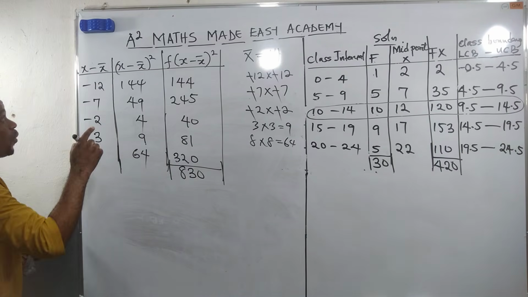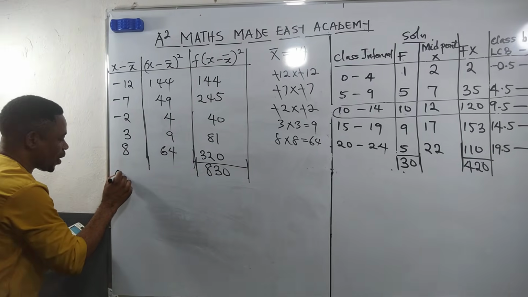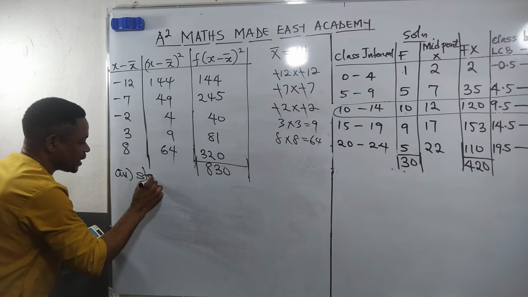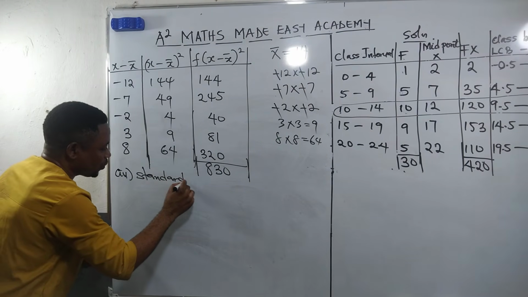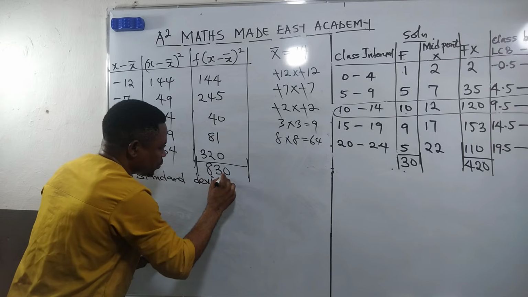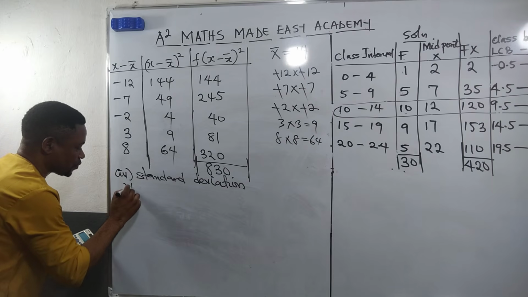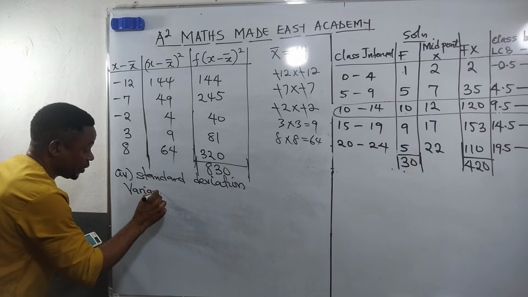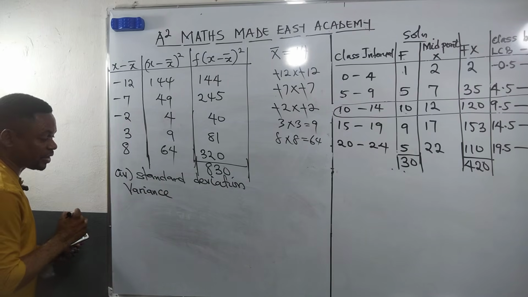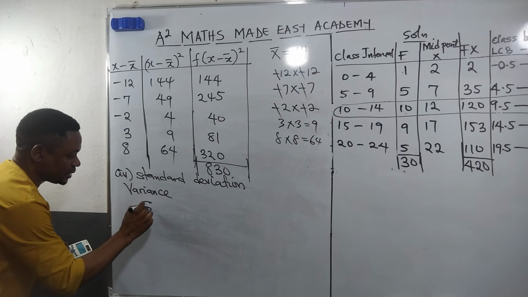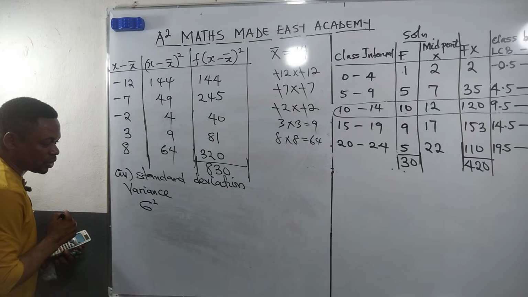Now we are looking for the SD. What do we call? We are looking for SD, and SD means standard deviation. The question is, what is the standard deviation? For us to get the standard deviation, we must first of all find what we call the variance. The variance can be represented like this in mathematics. This is called the variance.